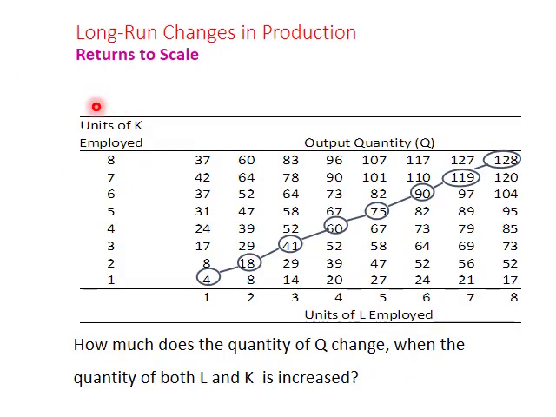Let us see with a table. As we increase the inputs of K and the inputs of L, so these are the outputs. The output for 1 K and 1 L, we get the output of 4. For 2 K and 2 L, we get the output of 18, and the same is true for the others. Along this diagonal, we get the output. This is the return to scale.